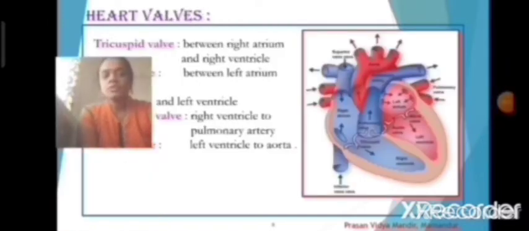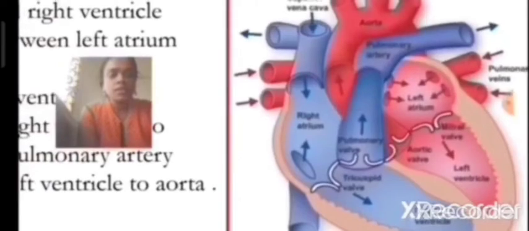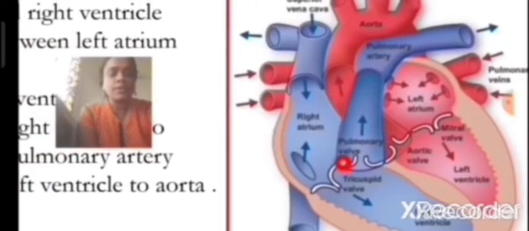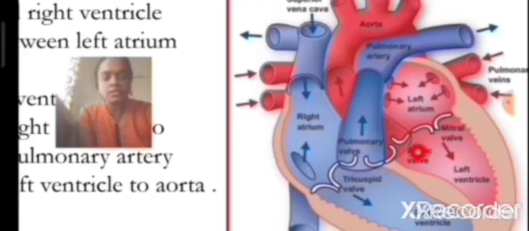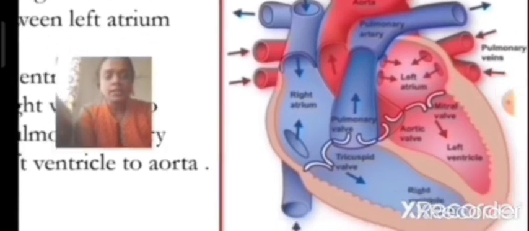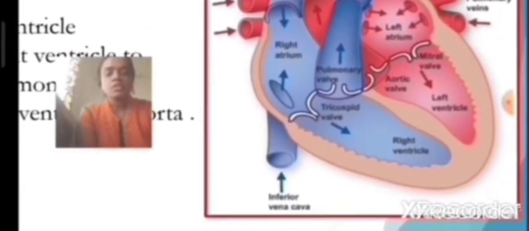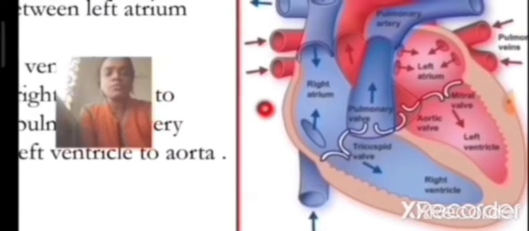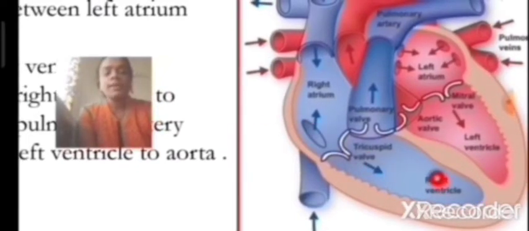So coming to heart valves, there are four types of valves. The tricuspid valve is present between the right atrium and right ventricle. See, here it is. Now you can see the tricuspid valve. It is present between the right atrium and the right ventricle, which is down here. This blue region, the down region, is the right ventricle. So the tricuspid valve is there. The main function of the valve is to prevent the backflow of the blood.